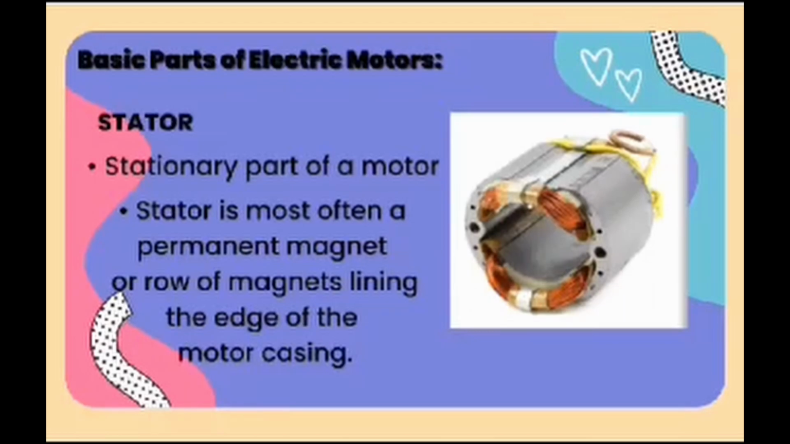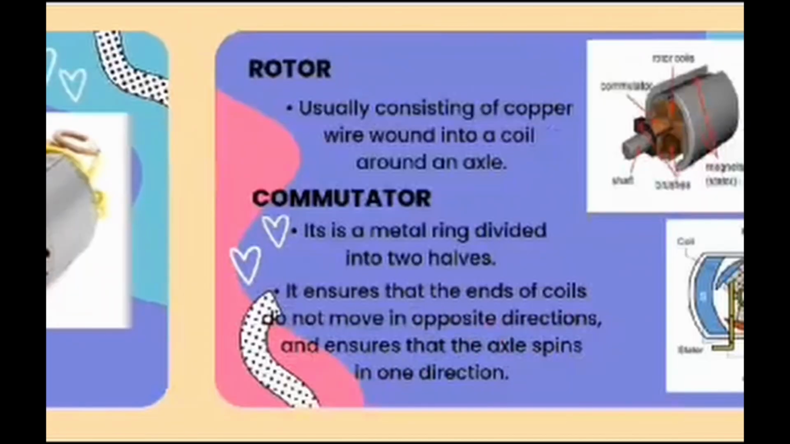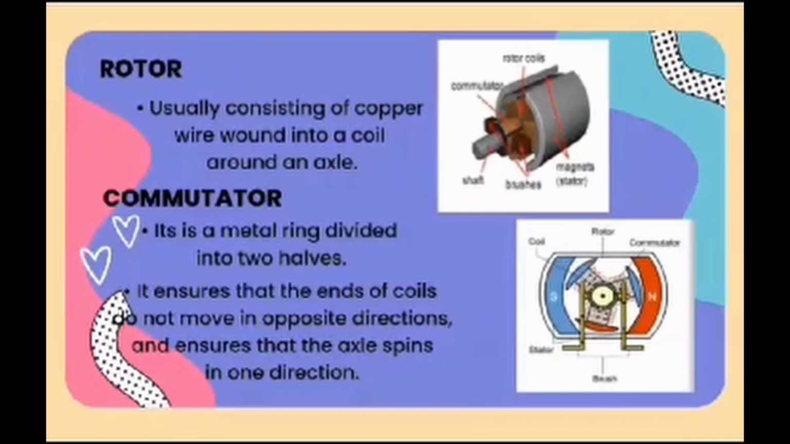A stator is most often a permanent magnet or row of magnets lining the edge of the motor casing. Inserted into the stator is the rotor. When electric current flows to the coil, the resulting magnetic field pushes against the field created by the stator and makes the axle spin. The rotor usually consists of copper wire wound into a coil around an axle.